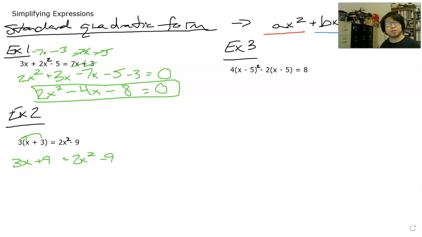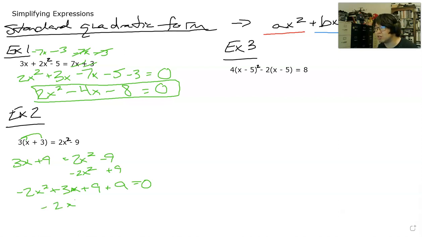Then I just have to move everything over to the left side, right? So I'm going to move that over by subtracting it, and move this over by adding it. You know the drill. So I'll have minus 2x squared. That is the first term I'm going to put since it's got x squared in it. Plus 3x, that's still there. And then I've got plus 9, and then plus another 9, because I added it to that side. So that's what I have here. That all equals 0. So it looks like only one pair of terms to add up there. Negative 2x squared plus 3x plus 18 equals 0. And simplified.